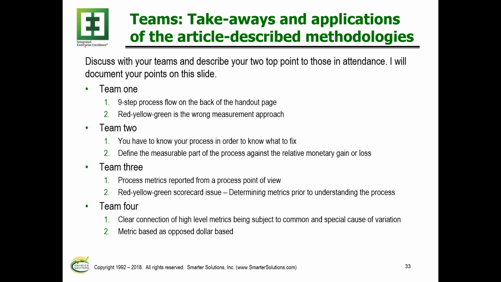Team number 2, you have to know your process in order to know what to fix. Team 3, process metrics reported from a process point of view. Team number 4, clear connection of high-level metrics being subject to common and special cause variation. So I think all these listed takeaways are quite good.